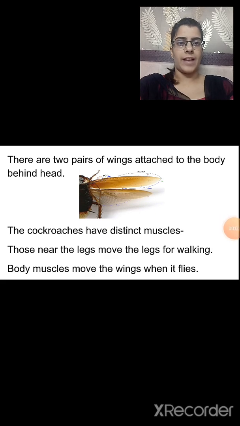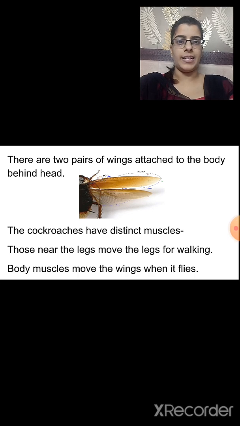So what have we studied today? We have studied about the muscles, and how muscles help in the movement of the bones. Then we have studied the movements in earthworm, snail and cockroaches.